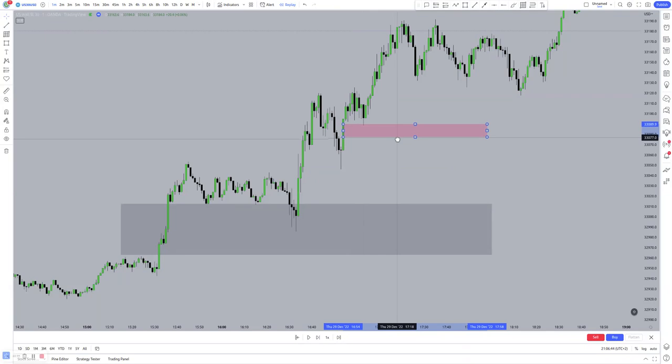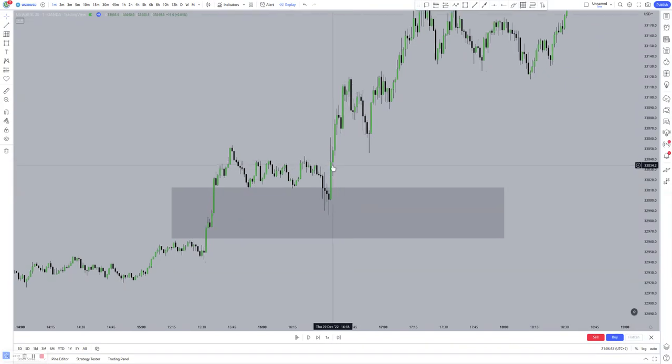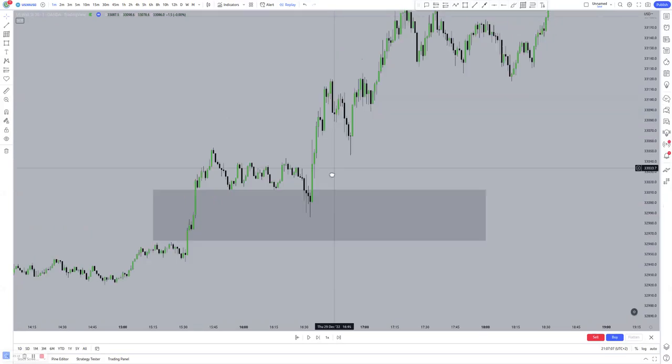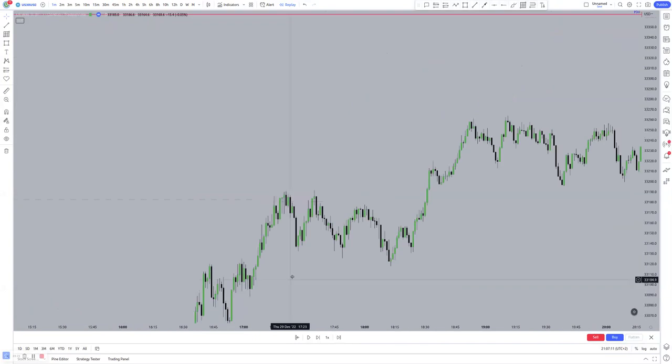We have another fair value gap here. In here, price comes into it. That's an entry. So my first entry was actually not on this fair value gap. It was on this candle. When this candle dipped below and this one took out all these highs, the next candle that was retracing here, that was my entry. And my second entry was into this fair value gap, and the target was up here.